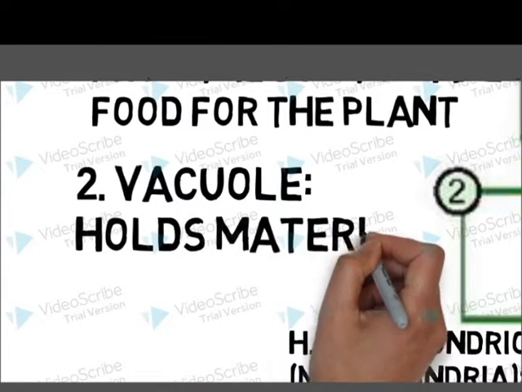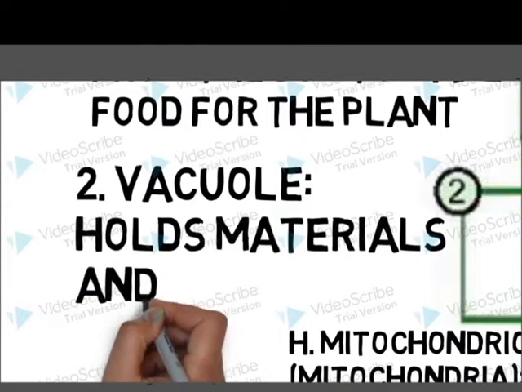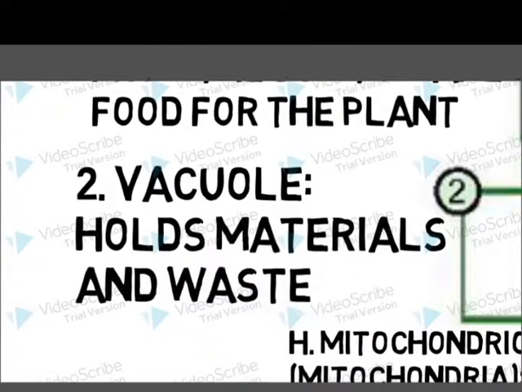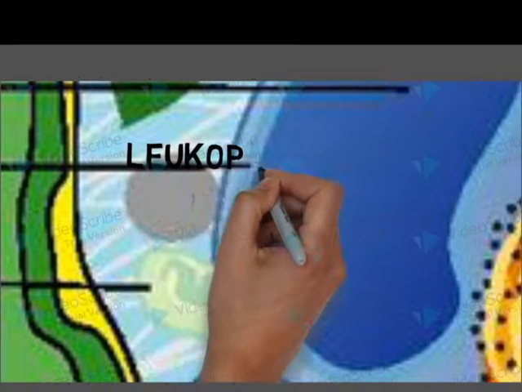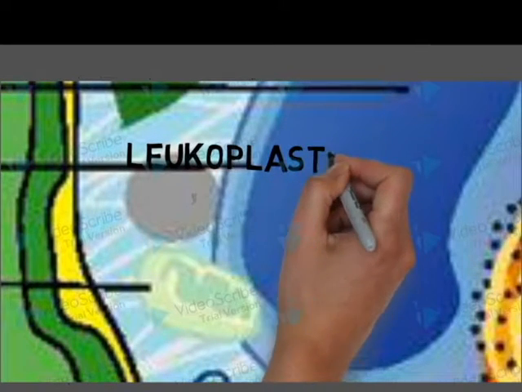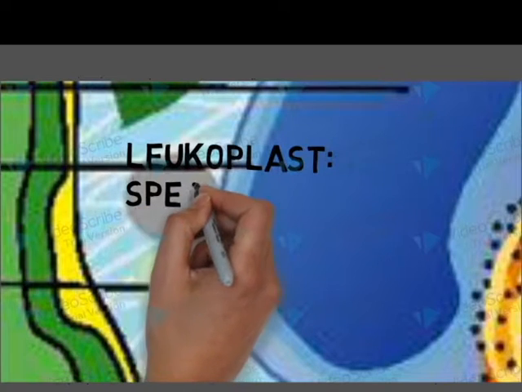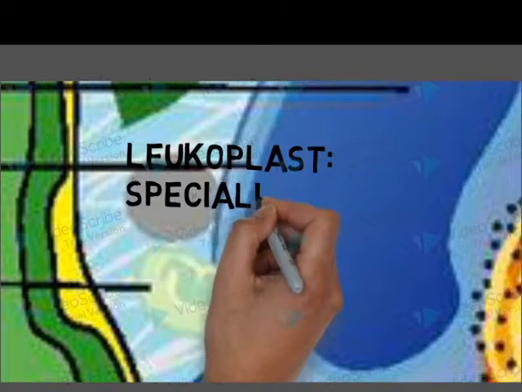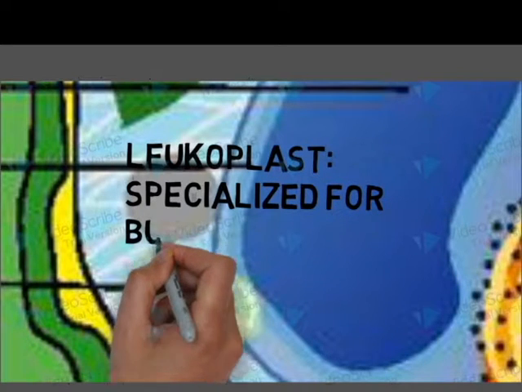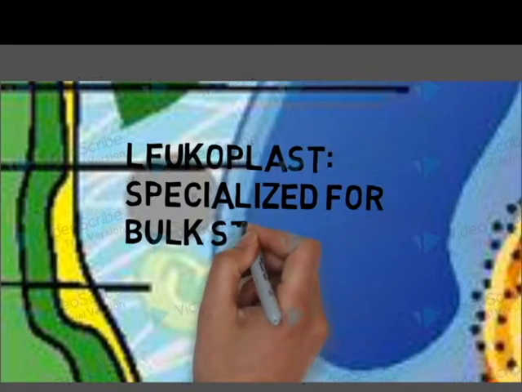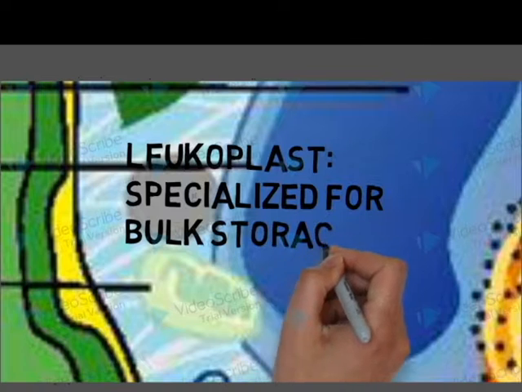The leucoplasts do not contain any pigments and are located in the roots and non-photosynthetic tissues of plants. Leucoplasts may become specialized for bulk storage of starch, lipid, or protein, but in many cells, they do not have a major storage function at all, and instead they make molecules such as fatty acids and many amino acids.